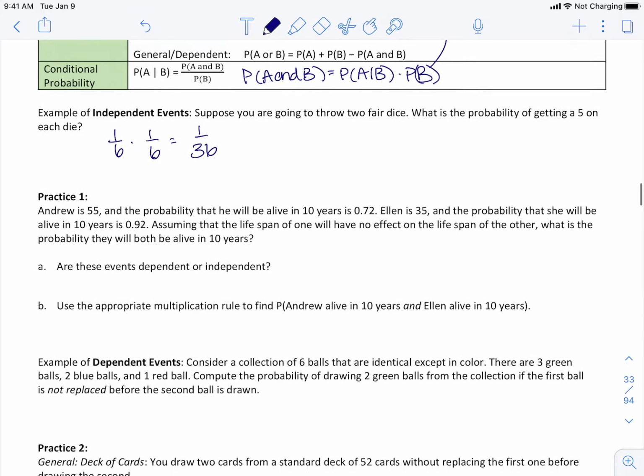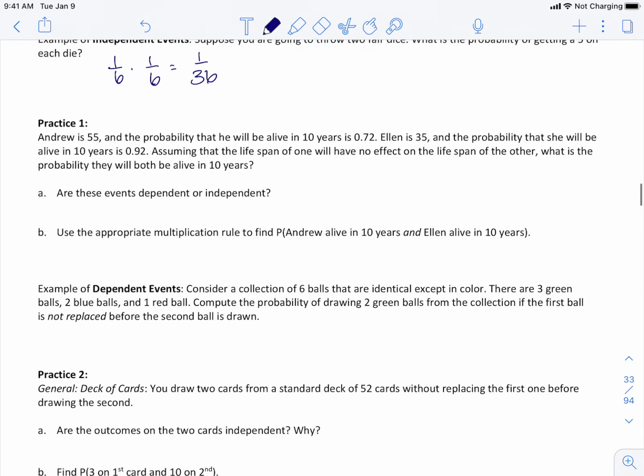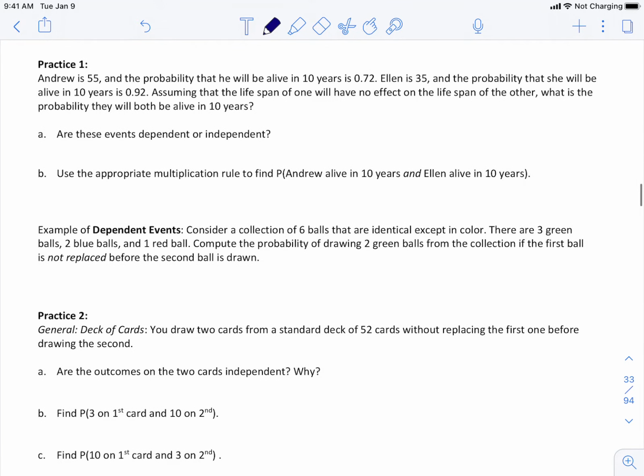Andrew's 55. The probability that he will be alive in 10 years is 0.72. Ellen is 35, and the probability that she will be alive in 10 years is 0.92. Assuming that the lifespan of one will have no effect on the lifespan of the other, what is the probability they will both be alive in 10 years? Are these events dependent or independent? So it says the lifespan of one will have no effect on the lifespan of the other. So that means these are independent.